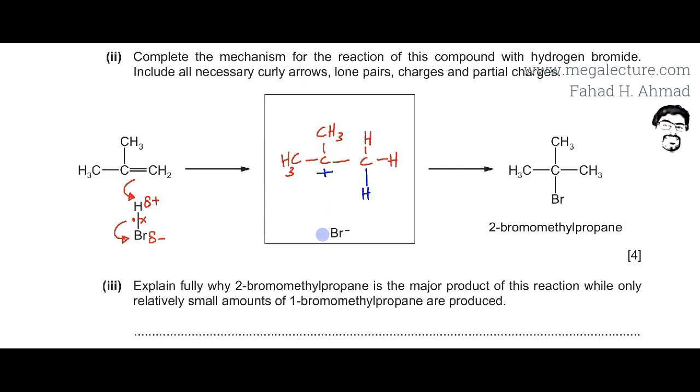And in the next step, Br-1, with its lone pairs, gets attracted to this positive carbocation and eventually bonds with it and ends up forming this molecule over here. So this is the mechanism of this reaction in detail.